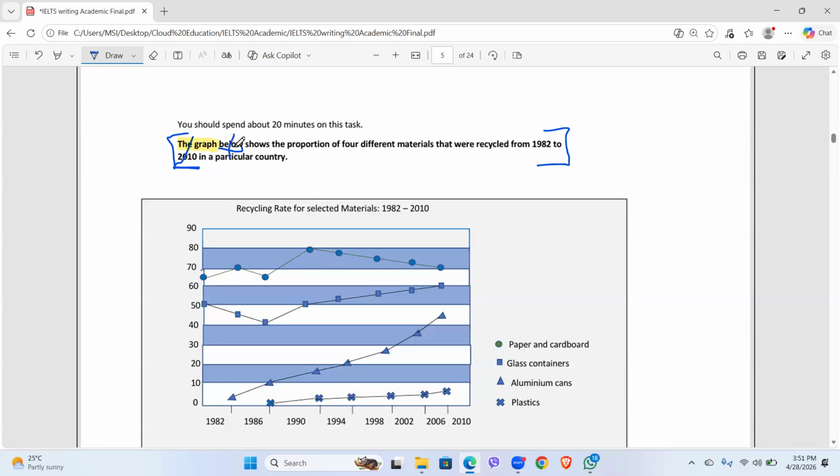Following, above, below. In place of graph, what can we write while paraphrasing? Can we say line graph? Yes. In place of graph, we can say line graph, right? Don't write below. In place of shows, what can we write?